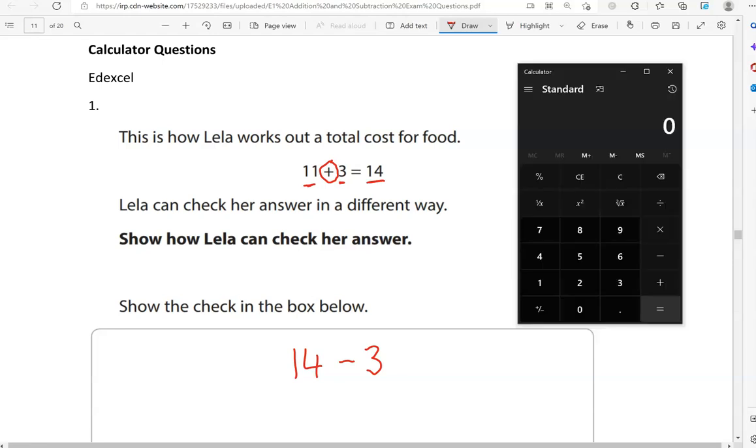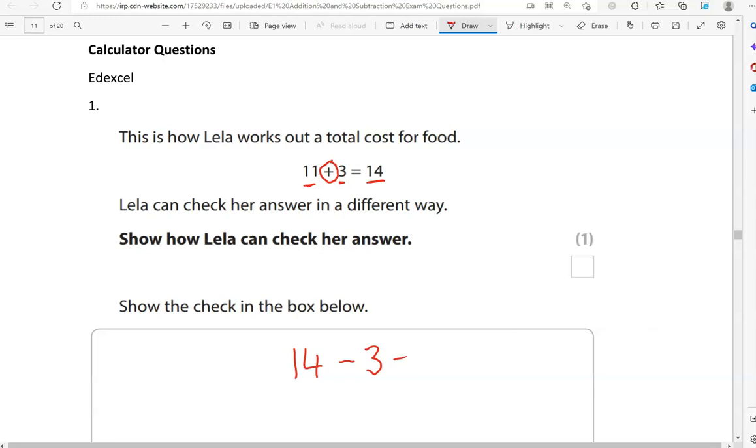Let's see. So 14 take away 3 equals 11. It does indeed equal 11. So that checks that the calculation has been done correctly.